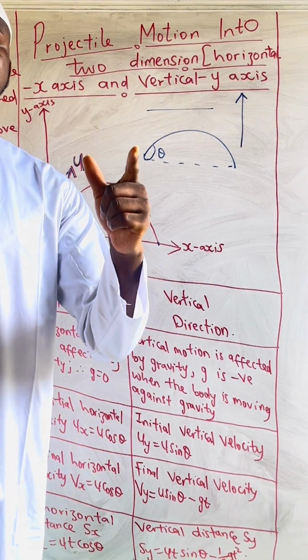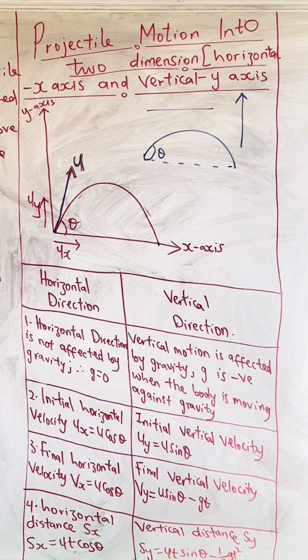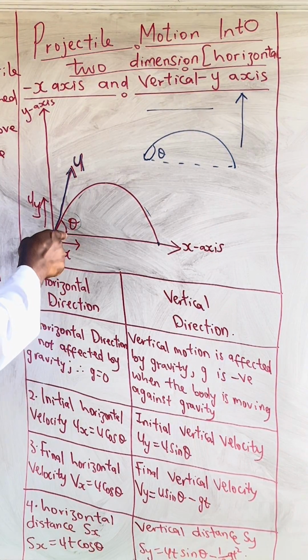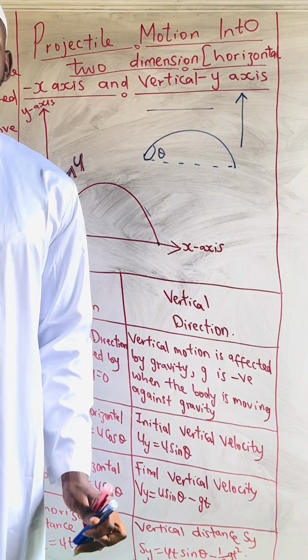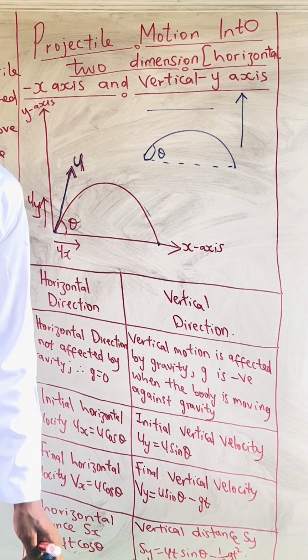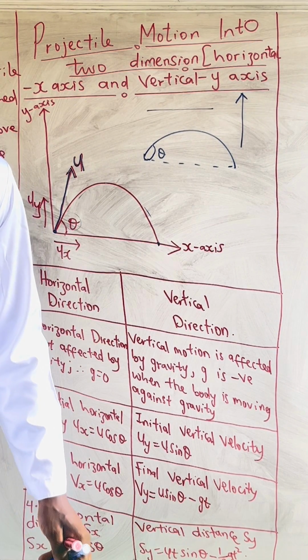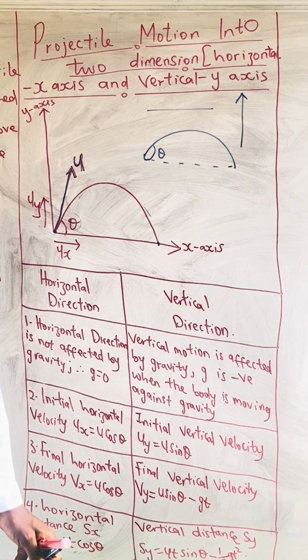So guys, listen attentively. You have to know that the angle of projection must always be to the horizontal. So if you are given a particular question and they say that the angle is to the vertical, the first thing you should do is convert that angle from vertical to what? Horizontal. The angle of projection must always be to the horizontal. So that is that about that, guys.